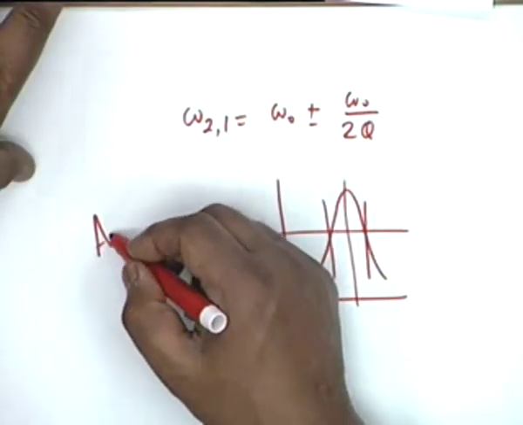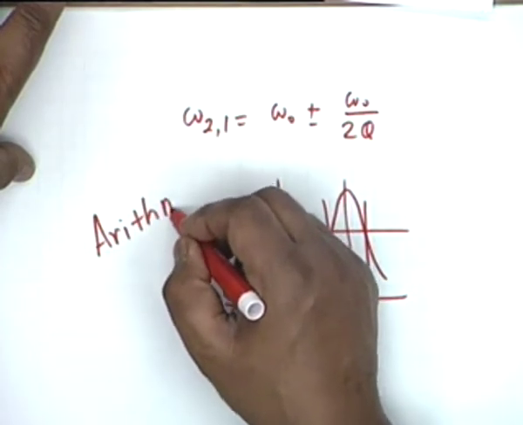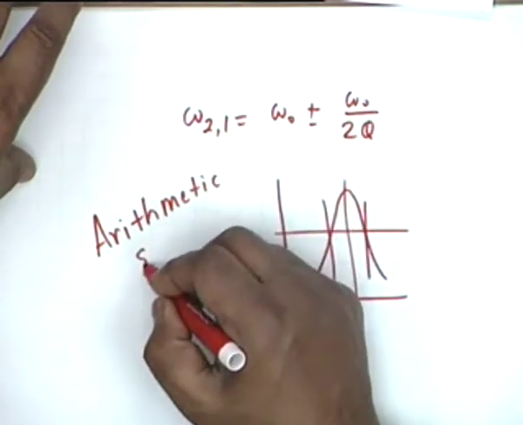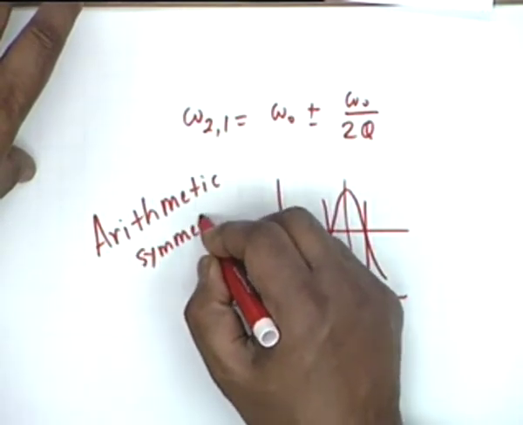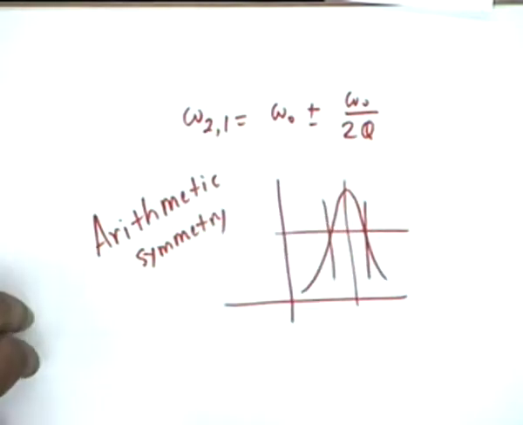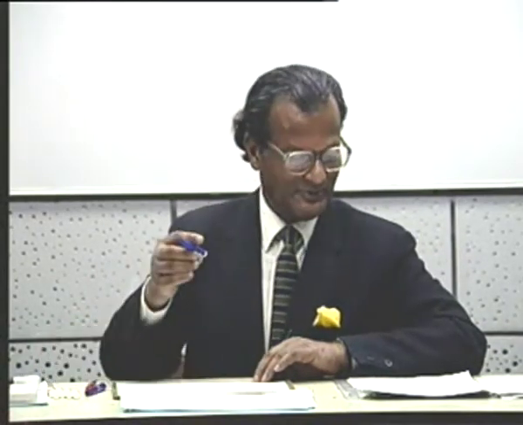Is the point clear? Arithmetic symmetry and geometric symmetry are facts of life, and one has to recognize them, appreciate them, and utilize them. We shall conclude this class with a couple of examples. One example, and another a problem.